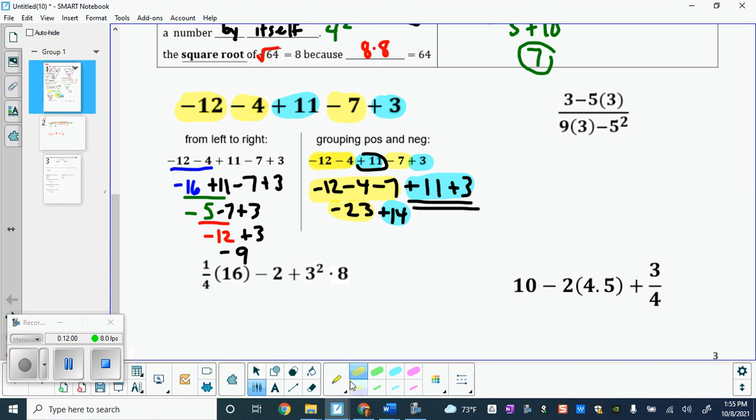So now we can see here that I have a positive and a negative, so I just simply need to subtract and keep the sign of the bigger number. So 23 minus 14 is 9. This one's bigger, so we're going to keep it. And you can see we get the exact same answer.